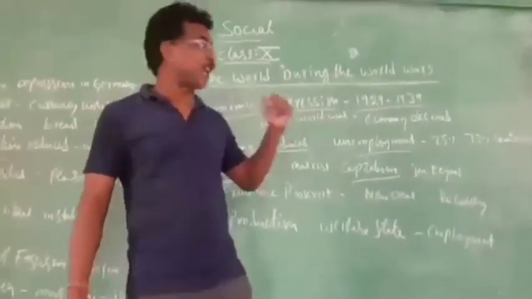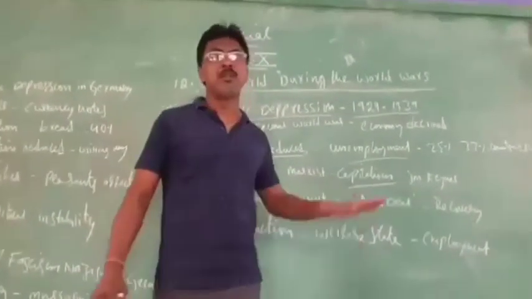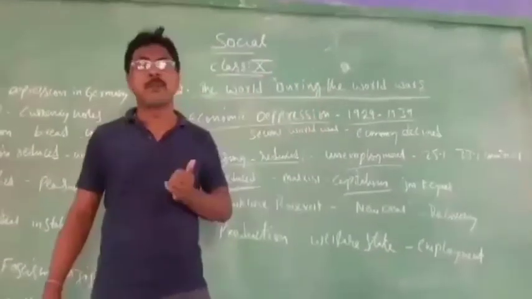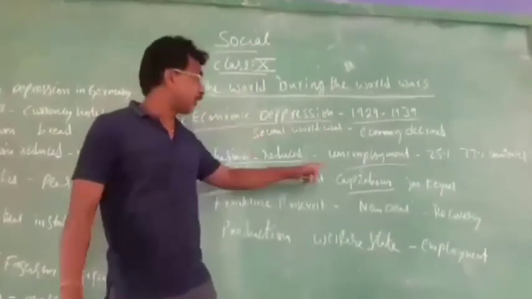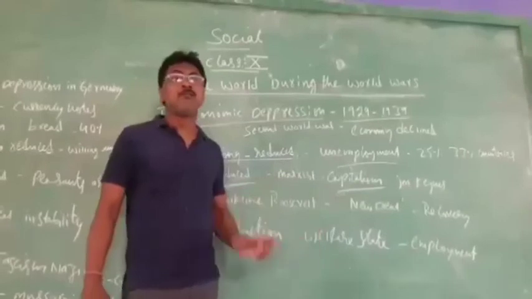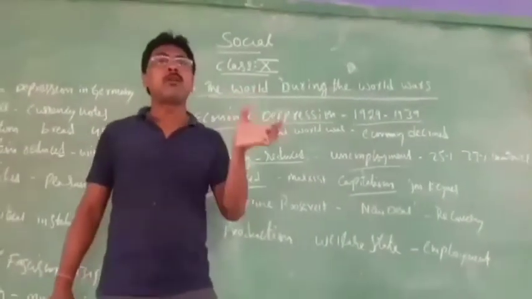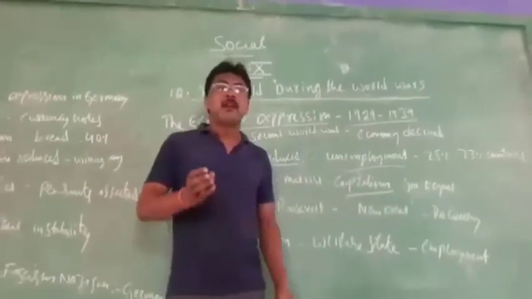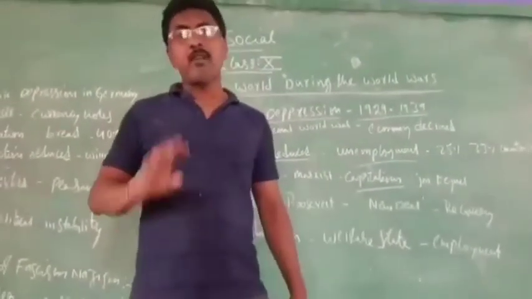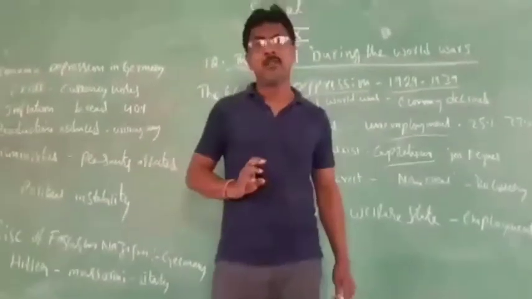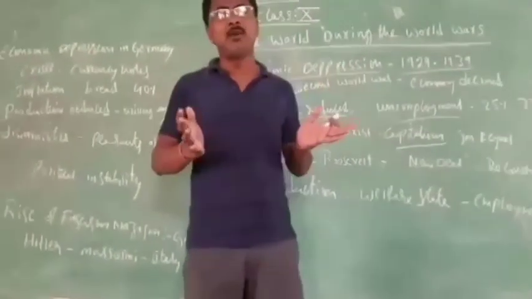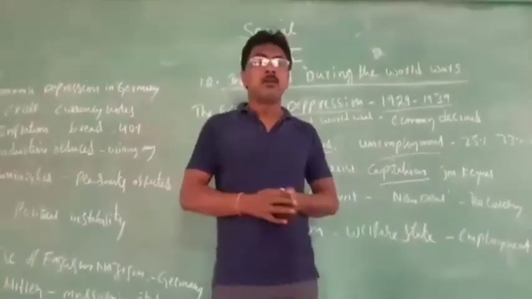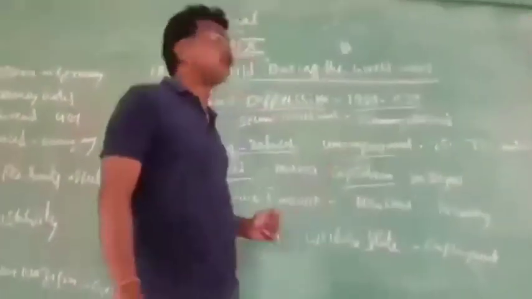The main reason is capitalism. Because of capitalism only, this economic depression was happening. Means the economic crisis is happening because of capitalist people, he told. And what is a capitalist? Who are called capitalist people? The owner of industry. Listen. The owner of industry is called a capitalist. So because of the capitalists only, the problems are happening.